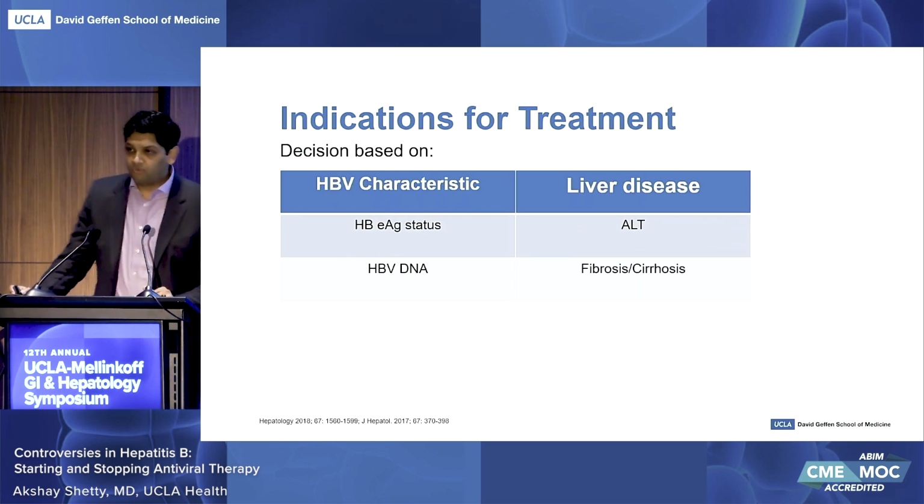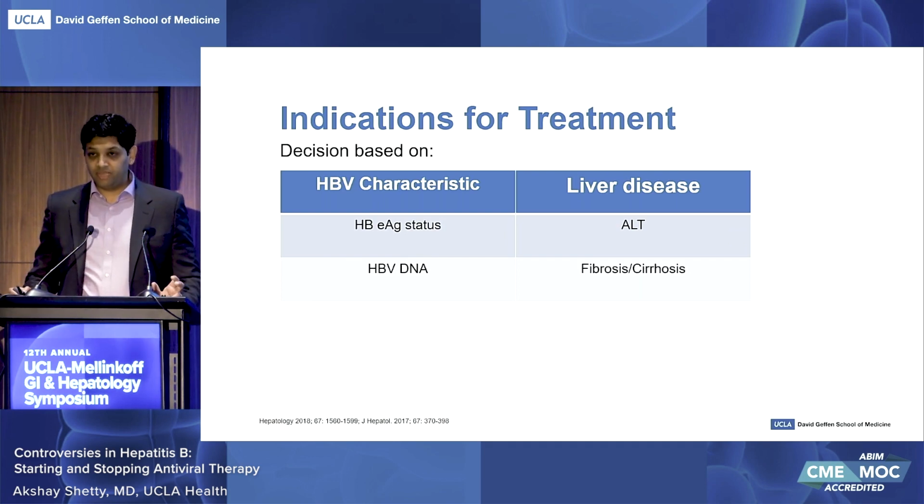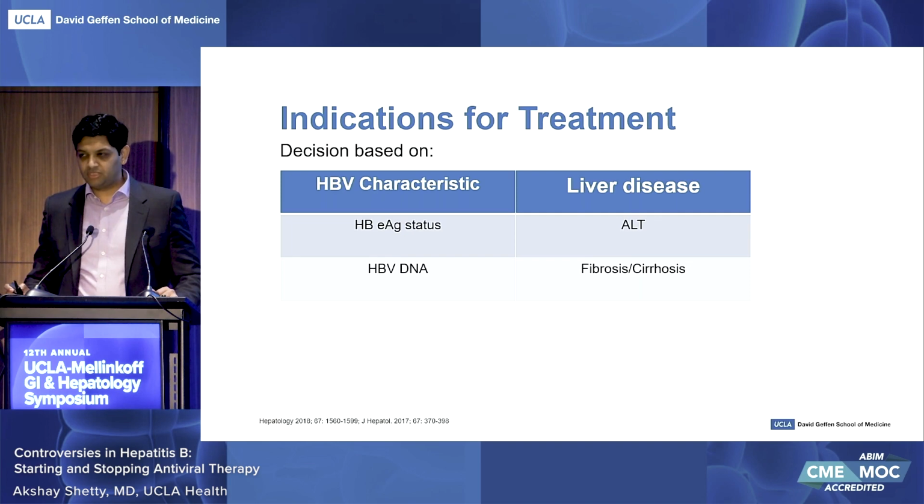So what do we usually look for in patients when deciding whether a patient needs treatment? Usually their E antigen status makes a difference. How high of a viral load do they have? And what's going on with their liver? Do they have active inflammation? Usually inflammation is described by their ALT, and do they have fibrosis and cirrhosis? With the newer guidelines, there's been a greater push to use non-invasive methods of assessing for fibrosis and moving away from our old ways of trying to do more and more biopsies.